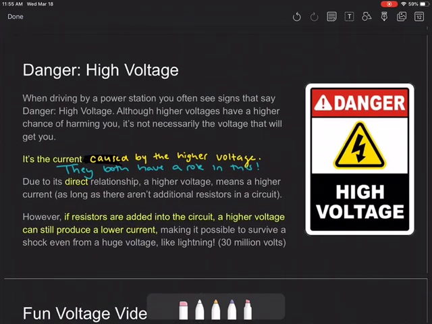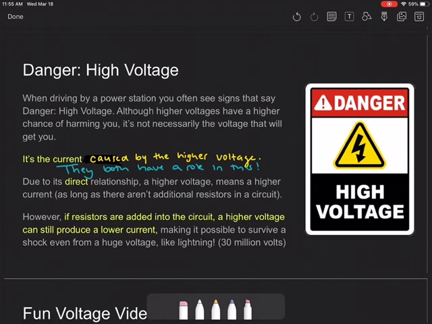Similarly, like what we said before, the voltage is not necessarily the part that is dangerous. It is, in fact, the current that will kill you. However, the current, if it pulses through your body, is only there due to the high voltage. You can't necessarily have a high current without a high voltage. So they go hand in hand. So when you see danger, high voltage, that usually leads to a high current, which could cause some serious damage to your body.